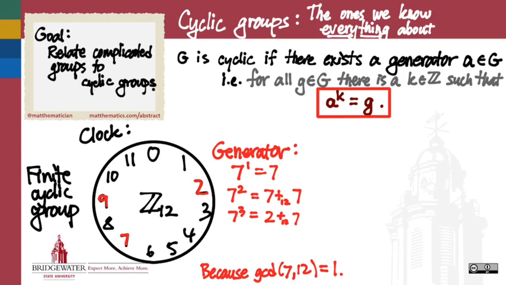I'm going to get over to 9. When I add 7 again, 9 plus 7 is 16, which is 4. I add 7 again, I'm going to get to 11. I add 7 again, 7 hours later, I get to 6. 7 hours after 6 o'clock is 1 o'clock. 7 hours after 1 o'clock is 8 o'clock. 7 hours after 8 o'clock is 3 o'clock. 7 hours after 3 o'clock is 10 o'clock. 7 hours after 10 o'clock is 5 o'clock. 7 hours after 5 o'clock is 12 o'clock. And now we've gotten them all.